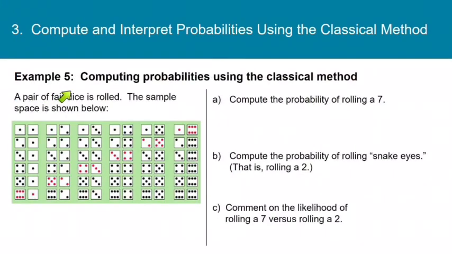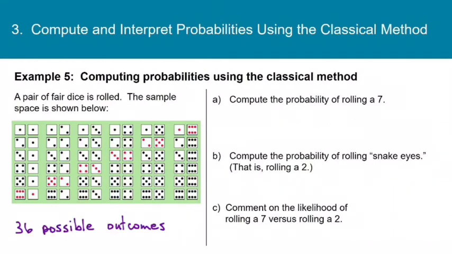And now let's look at example 5 together. It says a pair of fair dice is rolled. The sample space is shown below. So here we have every possible outcome for rolling a pair of dice. And it says compute the probability of rolling a 7.